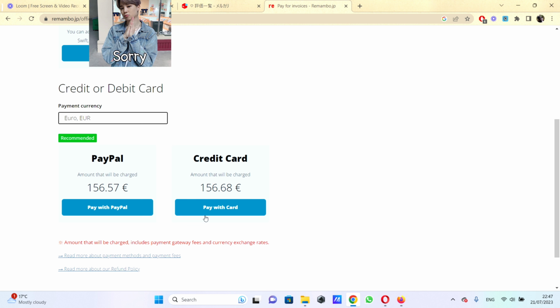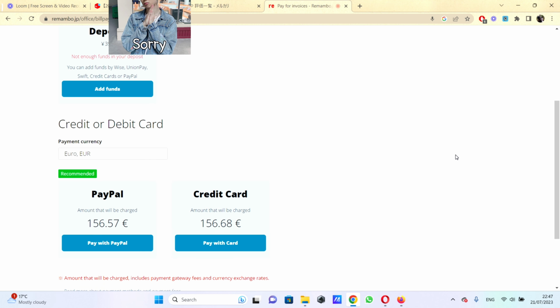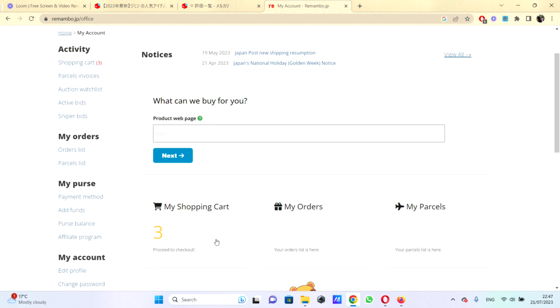Then you can click on that and you can pay for it. I will not because I don't want to. I don't want to pay for this item. I don't want to buy it. But anyway, now I will show you what happens once you buy something and it appears in your account. So let me just go to the starting page real quick. Now we are in our account once more, and as you remember, there is a shopping cart, my orders, and my parcels. My parcels are all of the things that I have sent out, or all of the parcels that are waiting for payment.